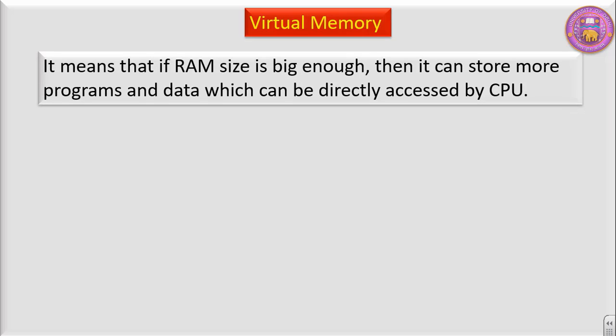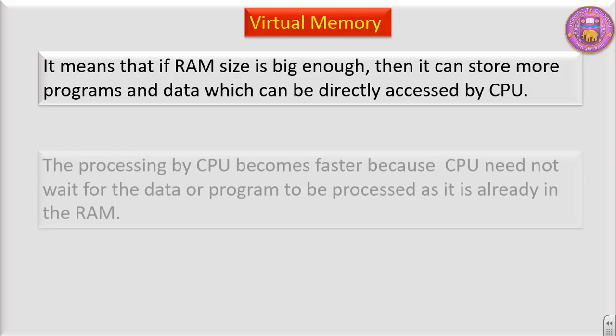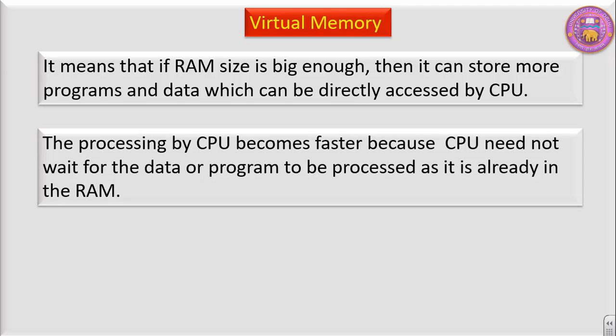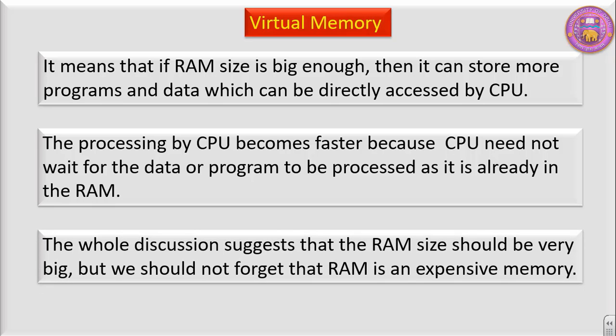It means that if the RAM size is big enough, then it can store more programs and data which can be directly accessed by CPU. The processing by CPU becomes faster because CPU need not wait for the data or program to be processed as it is already in the RAM. The whole discussion suggests that RAM size should be very big, but we should not forget that RAM is an expensive memory.